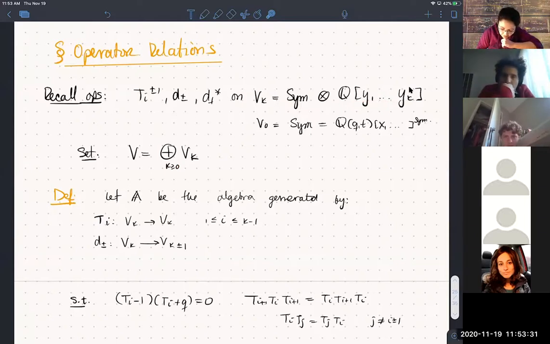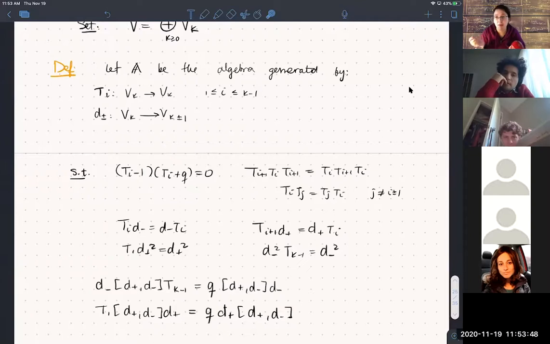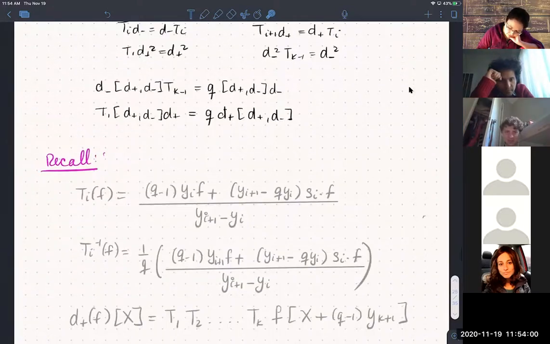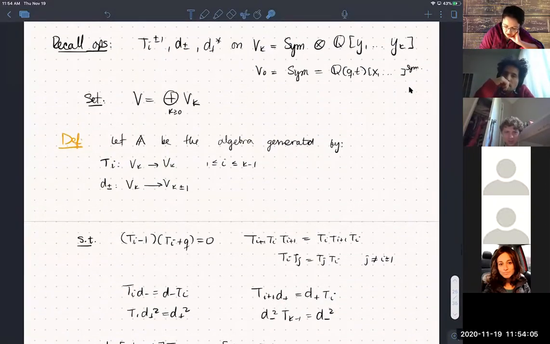So we're going to define an algebra, and this is just a way of encoding all the information together. We're going to define A to be the algebra that's generated by the TIs, not the TI inverses, just the TIs, and then D plus and D minus, modulo all these relations. The relations don't matter. They're useful in proving stuff, but for our purposes, they don't matter. Here they are. They satisfy a bunch of commutation relations.